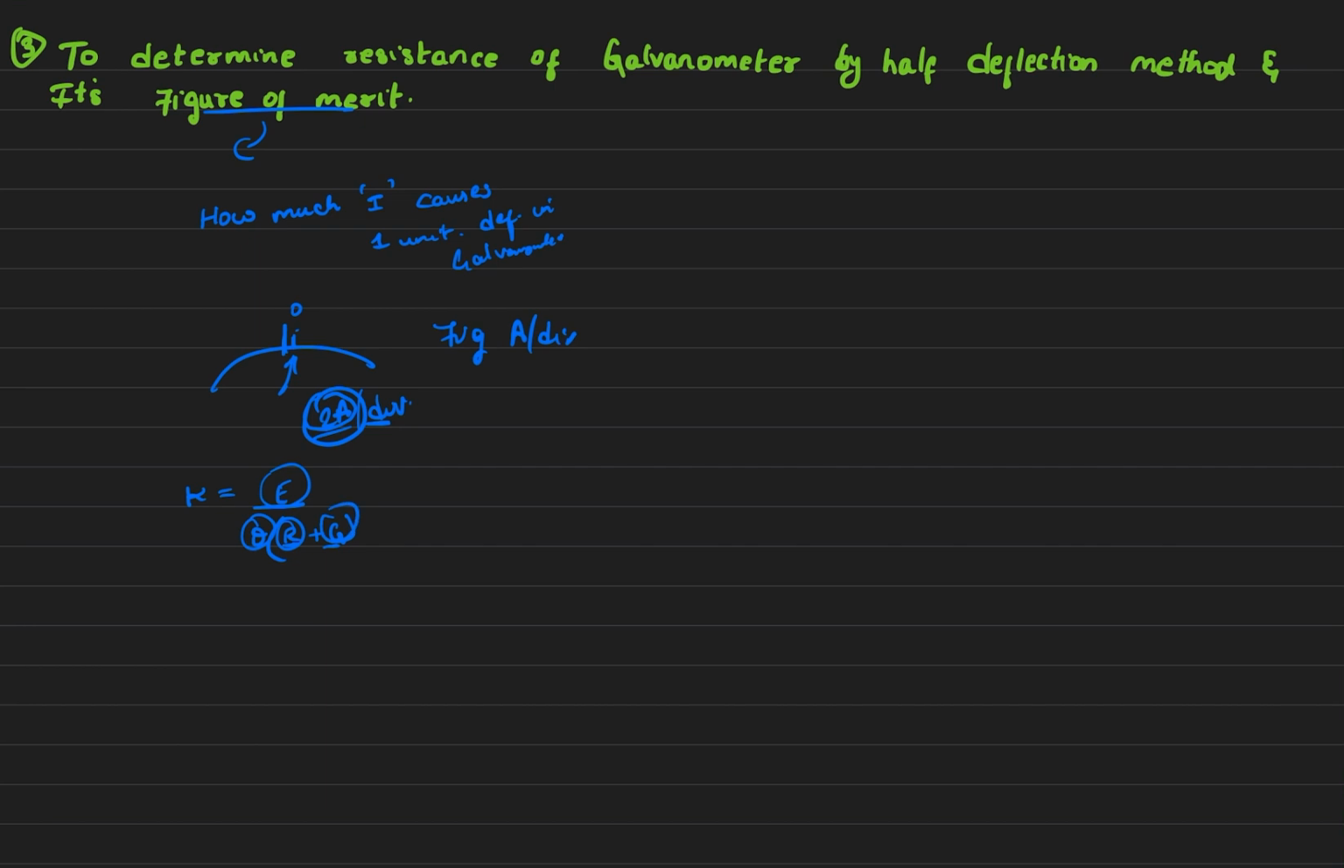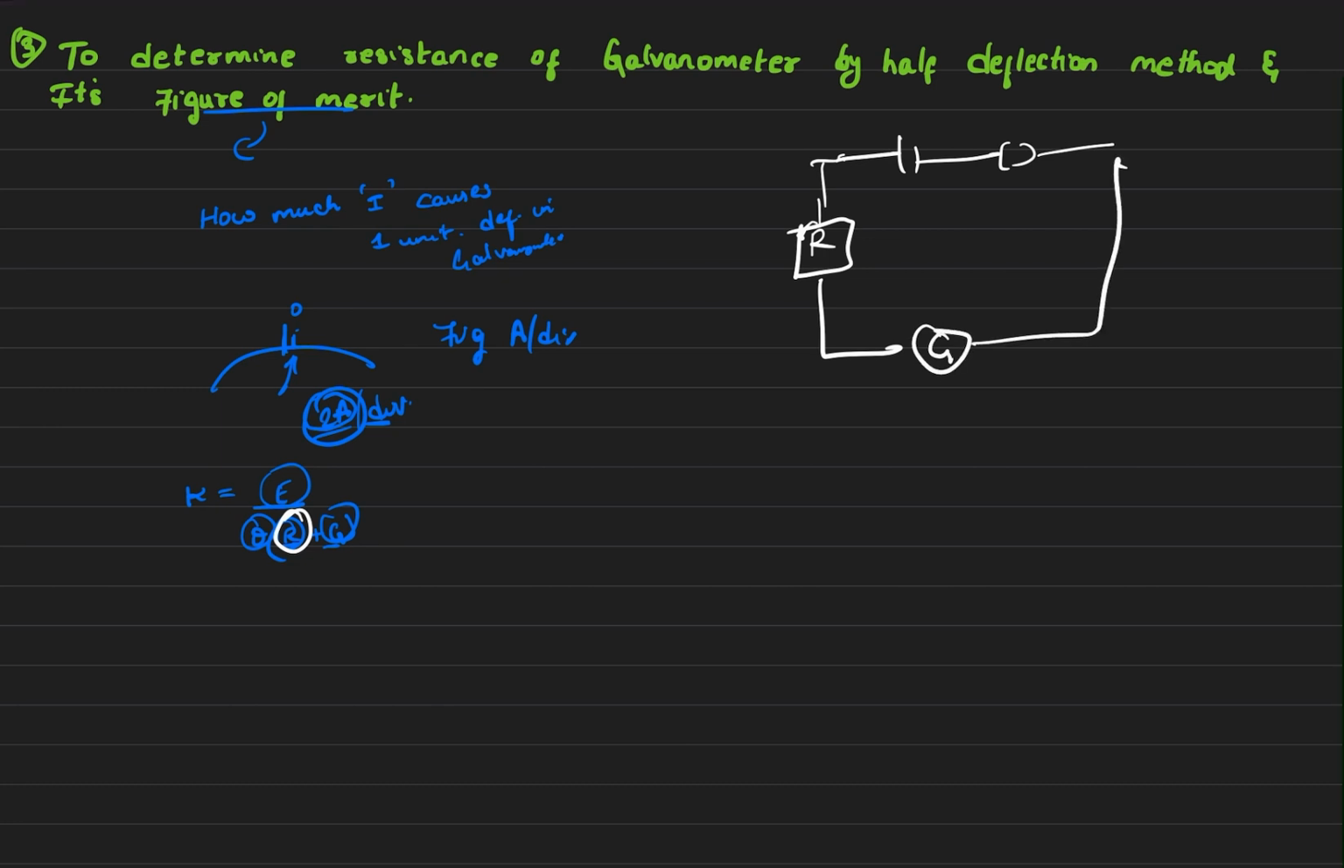So basically the tabular column should have a serial number. But let me talk about the circuit diagram first. For the figure of merit circuit, obviously you require a battery. The battery is attached to a key because our battery does not have a switch; the key acts like a switch. Then you have a known resistance, attached to the galvanometer, which is the unknown resistance. That's it. This is my circuit for figure of merit.